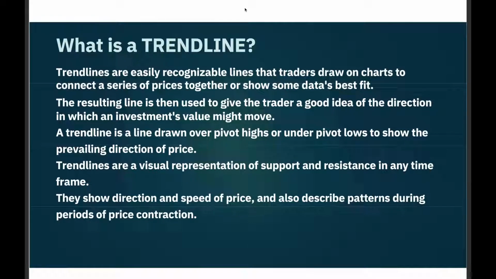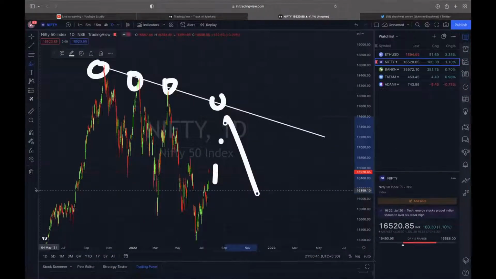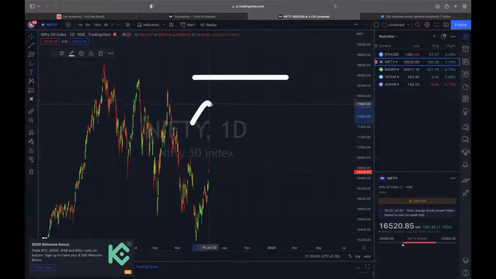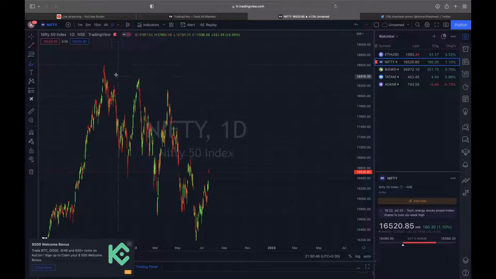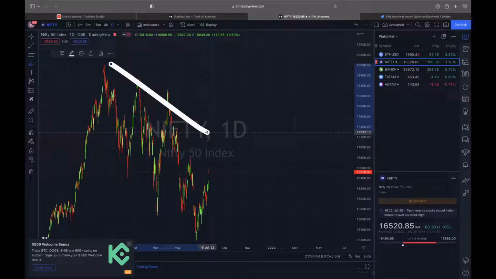Trend lines are easily recognizable lines that traders draw on charts to connect a series of prices together or show some data best fit. The resulting line is then used to give the trader a good idea of the direction. A trend line is drawn over pivot highs or under pivot lows to show the prevailing direction of price. Trend lines are a visual representation of support and resistance. I taught you support and resistance. Remember this support, the flight goes up and comes down. Similarly, the trend line is a visual representation.